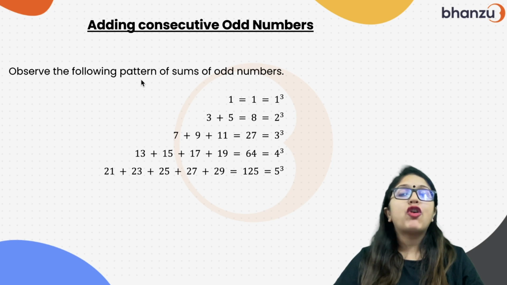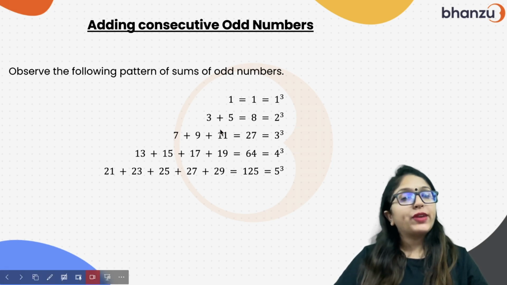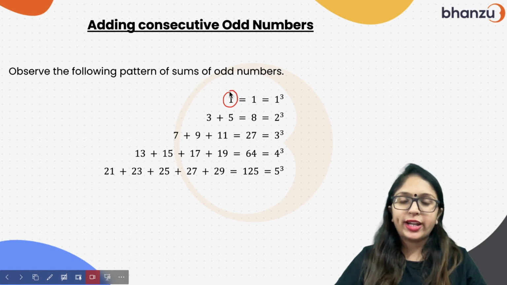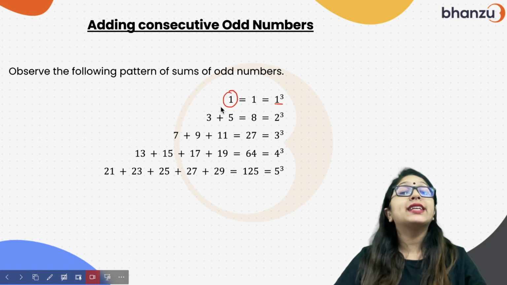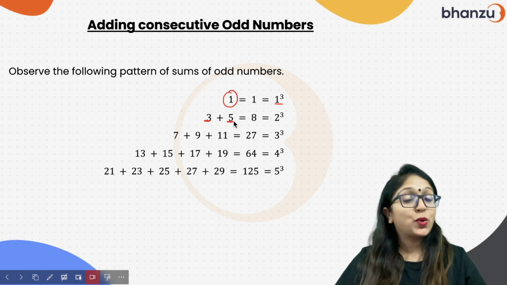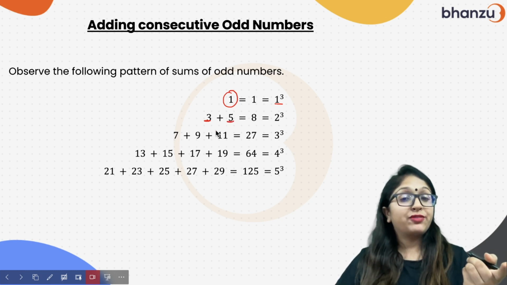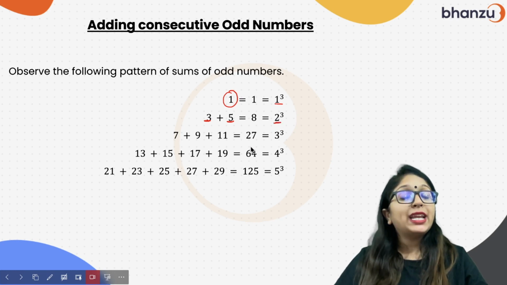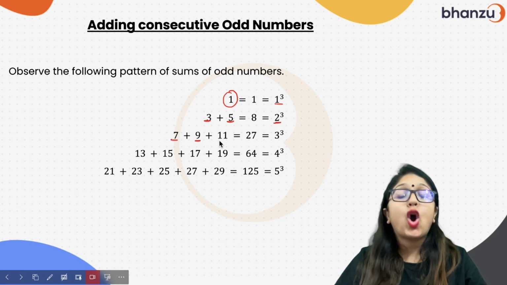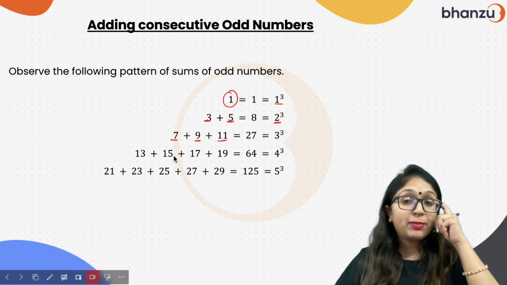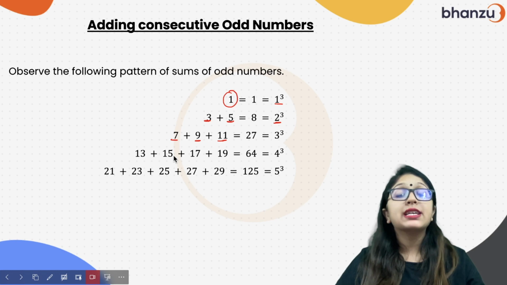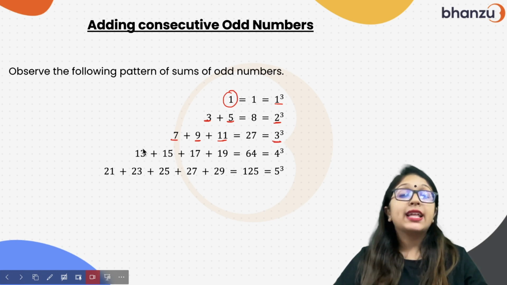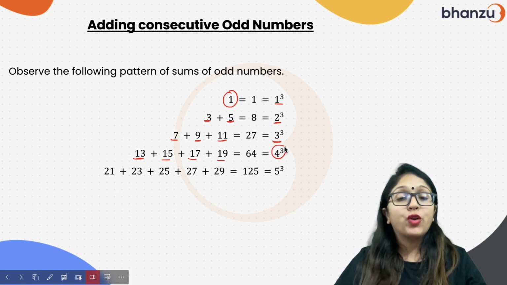It says observe the following pattern of the sum of odd numbers. Here we are taking just one odd number, and this is 1 cube. Then I'm taking the sum of the next two consecutive odd numbers, and I'm getting the cube of 2. Then the sum of the next 3 odd numbers, and again keep in mind that we need to take consecutive odd numbers, gives the cube of 3. The next 4 odd numbers sum to the cube of 4, and the sum of the next 5 consecutive odd numbers gives the cube of 5.